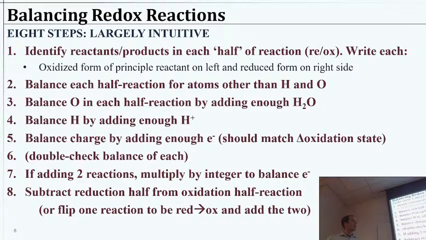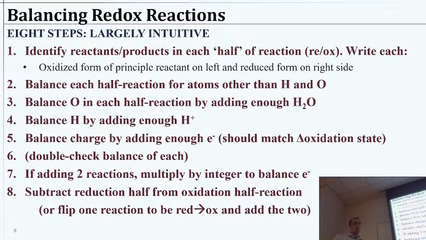For each of those half reactions, we balance for atoms other than H and O. Then we balance O, and we do so by adding water. So this is a redox reaction in water, by the way. Then we balance H by adding enough H+. Then we balance the charge by adding enough electrons, which, once we account for the stoichiometry, should match the change in oxidation state.